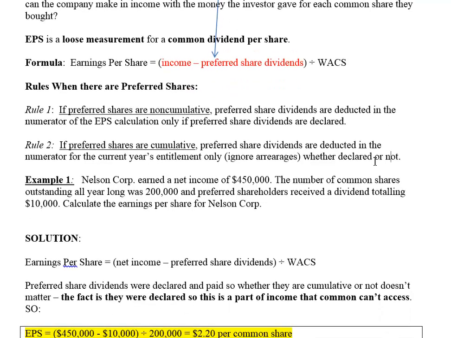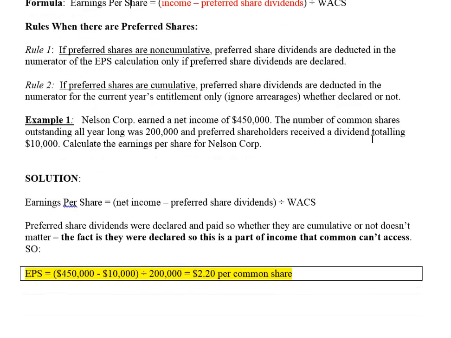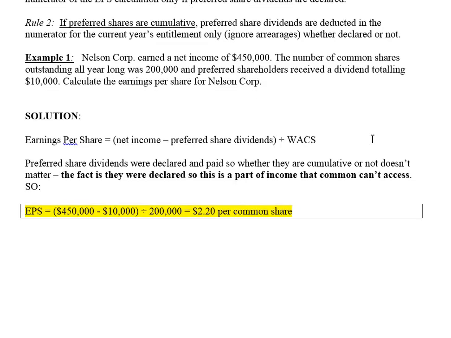Why do we do that? Well, because we know that at some point in time we will declare preferred share dividends and we will have to pay them. So any of the current year's entitlement we deduct from this year's income to find EPS. So now, with those rules in mind, let's do an example.